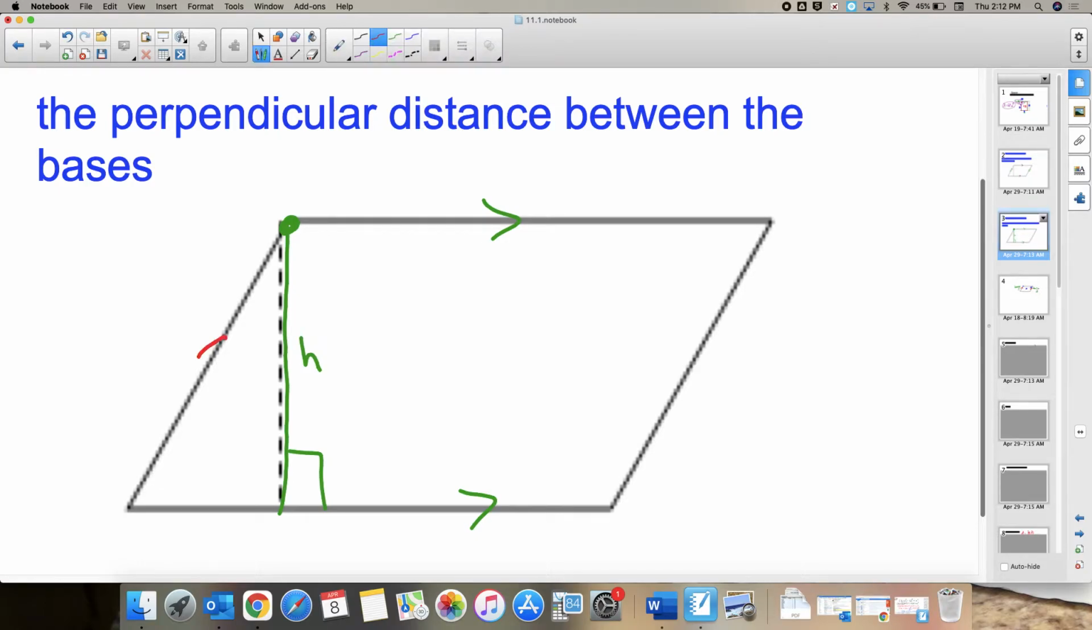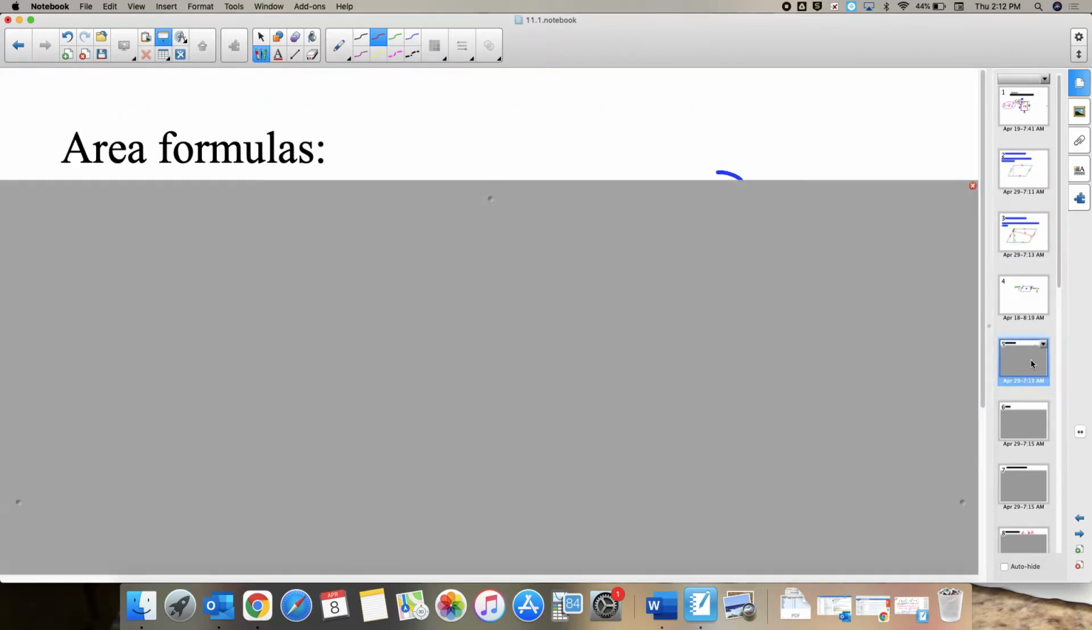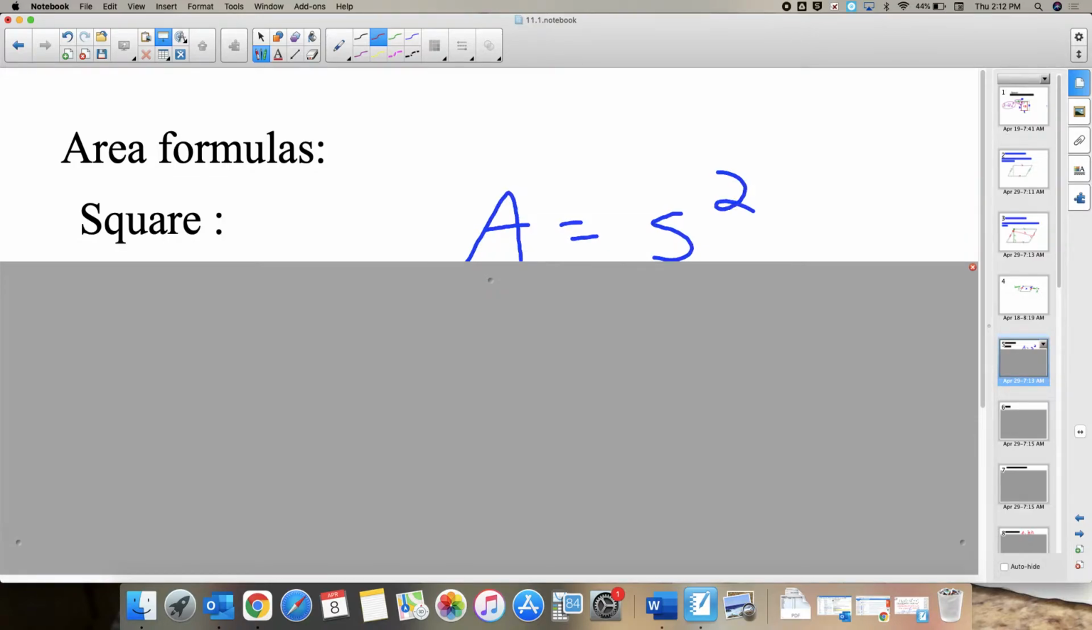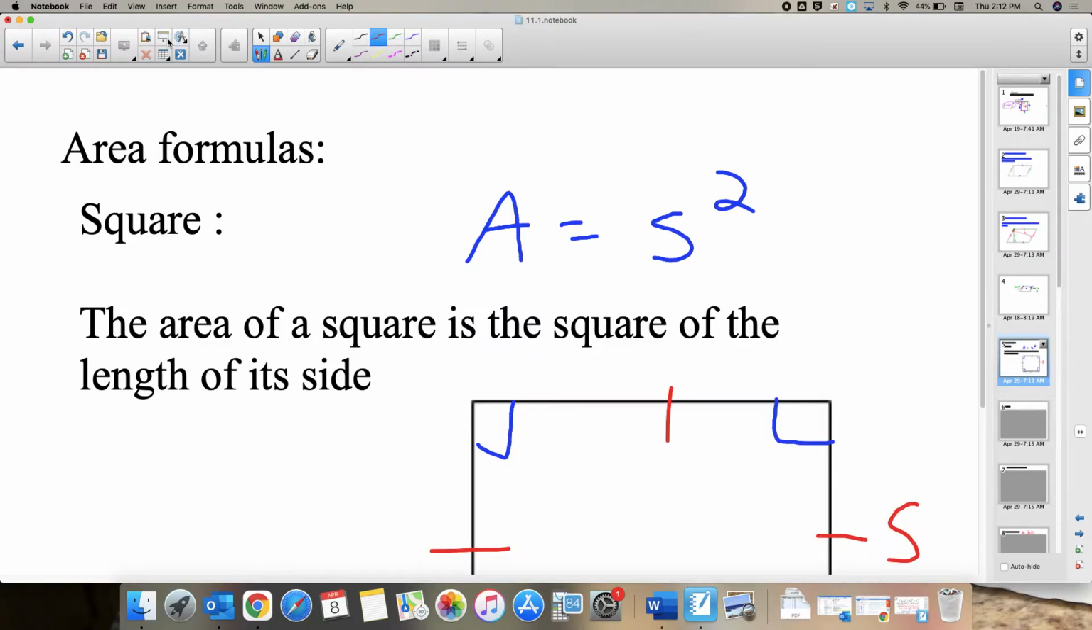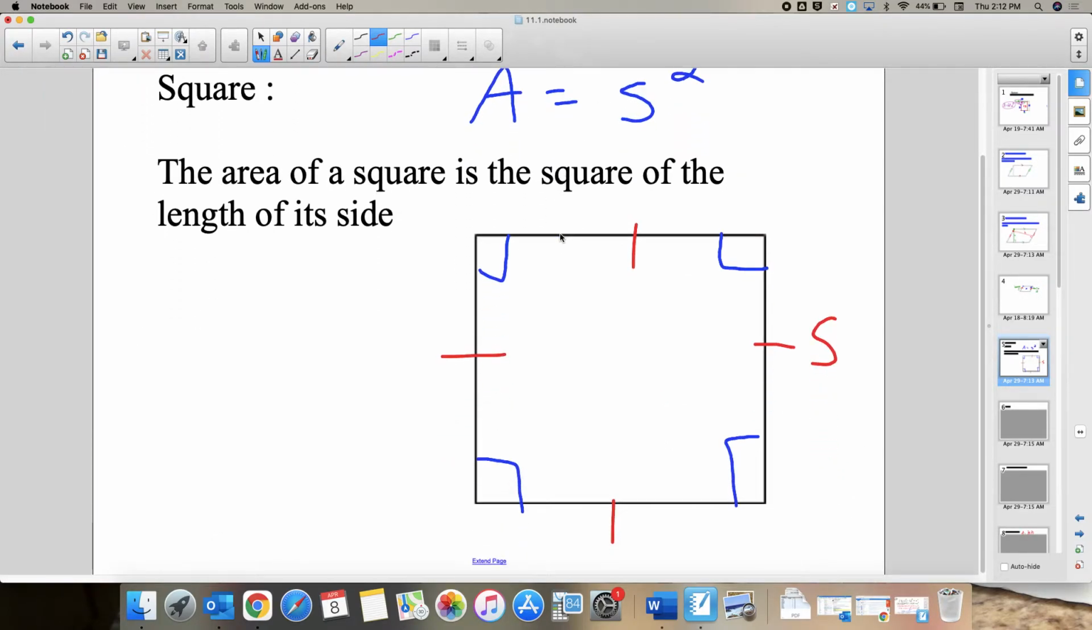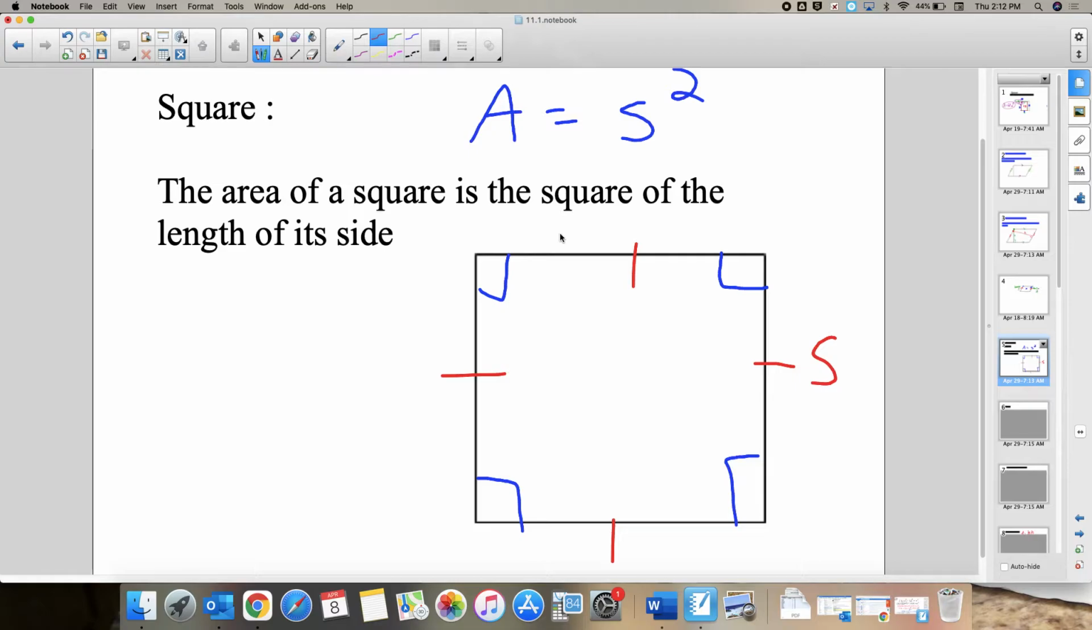However, if you pick the left and the right as your bases, then we want the perpendicular distance between there to be your height. Right? So make sure you are picking the appropriate height to go with the appropriate base. As for some of your area formulas, as I said, some of them you'll already know, such as your square. Area of a square is just your side squared. So you take the one side times the other. But just keep in mind that those sides are going to be congruent.